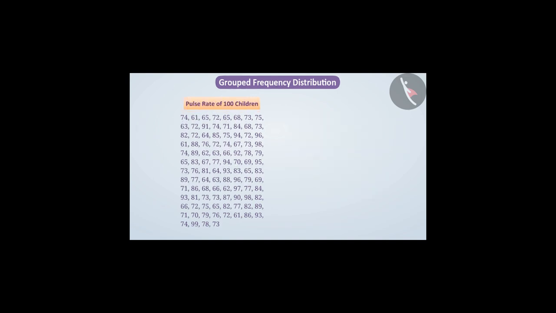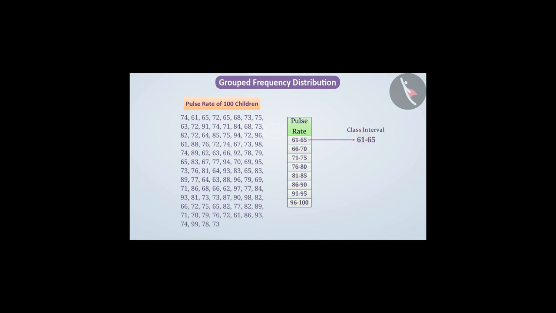The smallest number in the given data is 61 and the largest number is 99. In this way, the range of data is from 61 to 99. So we will condense the data into groups in such a way that the numbers greater than or equal to 61 and less than or equal to 99 are included in them. Here we can make groups like 61 to 65, 66 to 70, 71 to 75, etc. We call each such group a class or class interval.